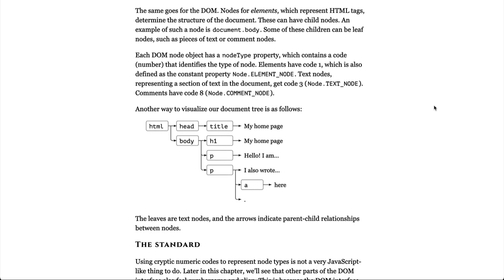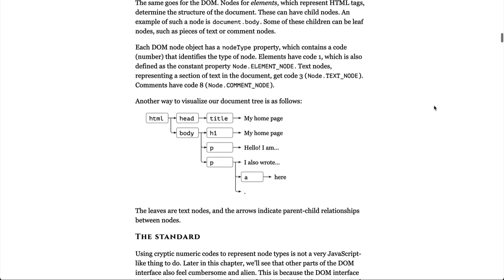The same goes for the DOM. Nodes for elements, which represent HTML tags, determine the structure of the document. These can have child nodes. An example of such a node is document.body. Some of these children can be leaf nodes, such as pieces of text or comment nodes.